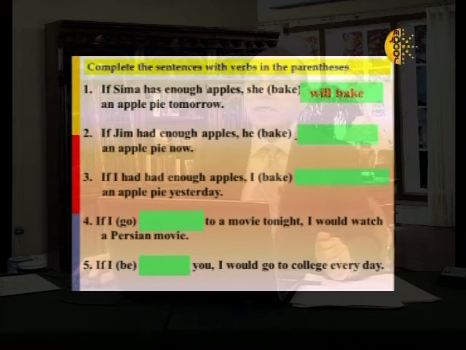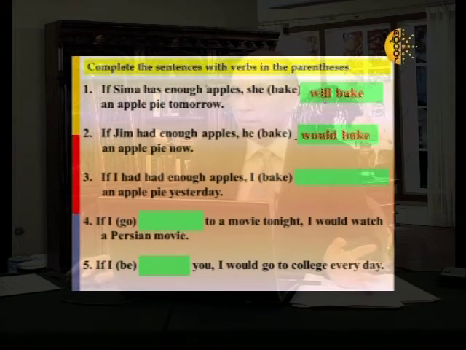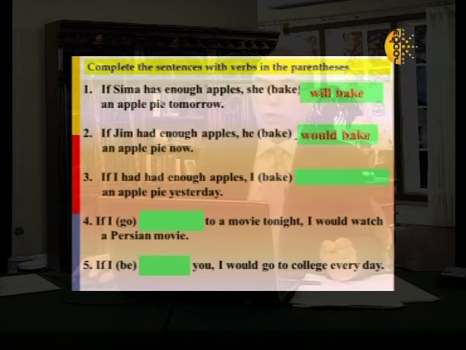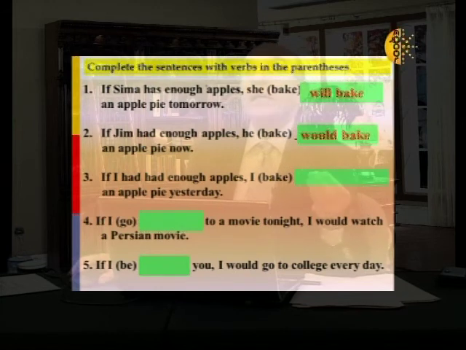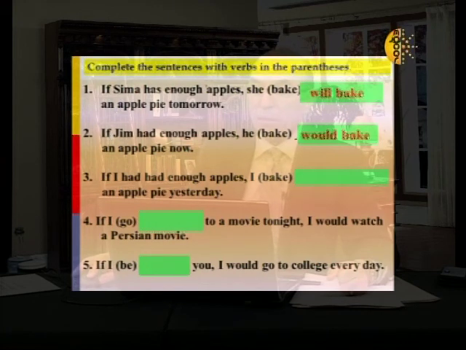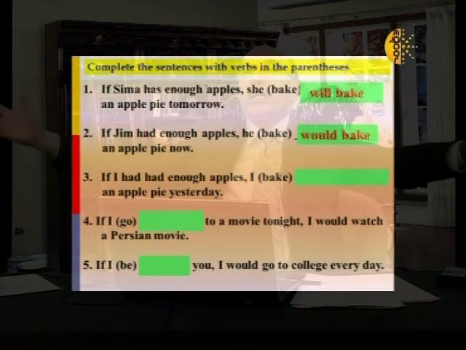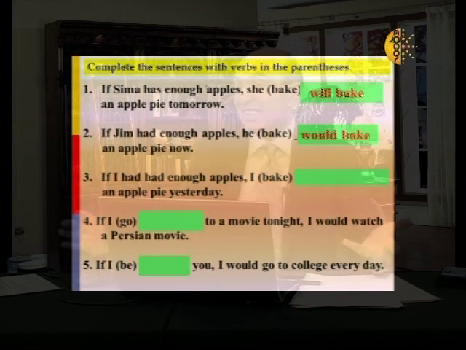See, here we said if Sima has, she will. If Jim had, you say what? He would bake an apple pie. See, the present form has goes with the present form will. And here, the past had goes with would. In the first situation, if Sima has enough apples, it's possible that she will have them, and it's possible that she will bake an apple pie, and it is possible that you will get some apple pie. In the second situation, if Jim had enough apples, it means he doesn't have enough apples, so he would bake an apple pie. Nothing is going to happen. He's not going to make apple pie. Don't expect any apple pies today. There is no apple pie because he doesn't have enough apples.